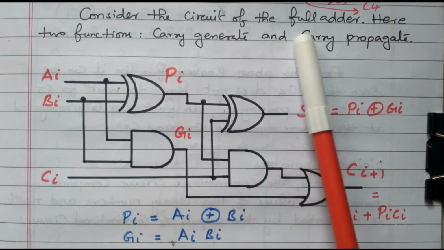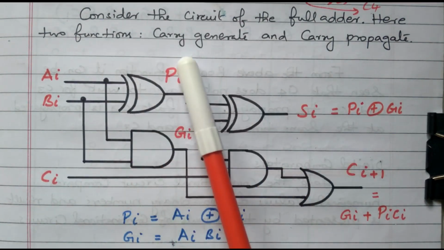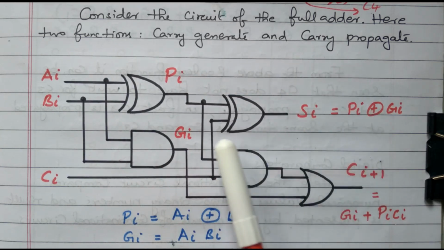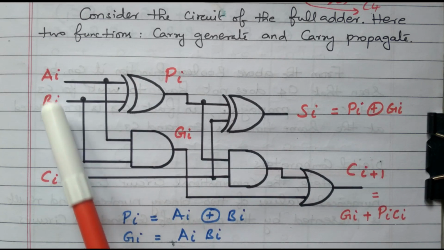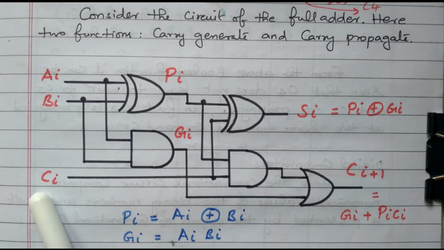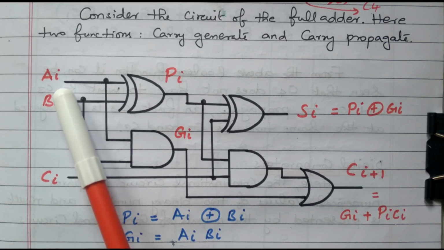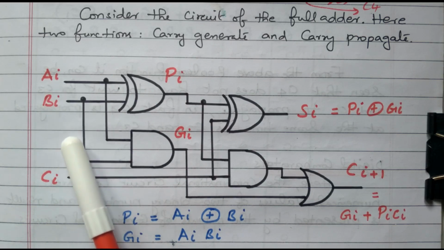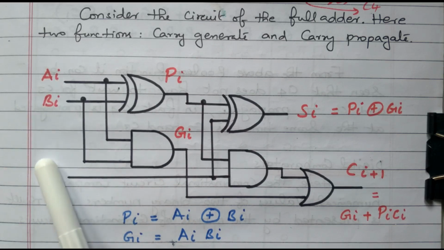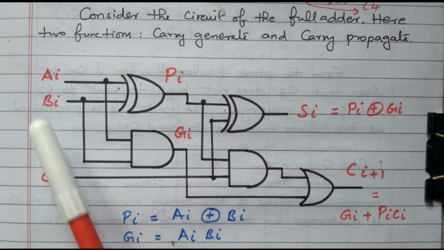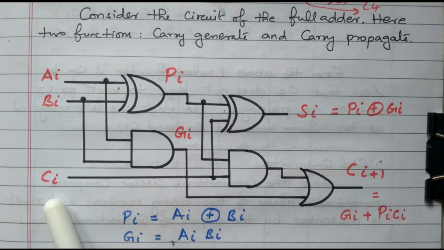Consider the circuit of the full adder. Here we have two functions, carry generate and carry propagate. So these are Ai, Bi and Ci. Three inputs are available. I starts from 0, 1, 2, 3 like that, and the carry will be C0, C1, C2 like that. Normally in an adder we have two inputs, while adding the two digits A and B, but we need to consider the carry from the previous stage. So totally three inputs are available: two inputs and one carry.